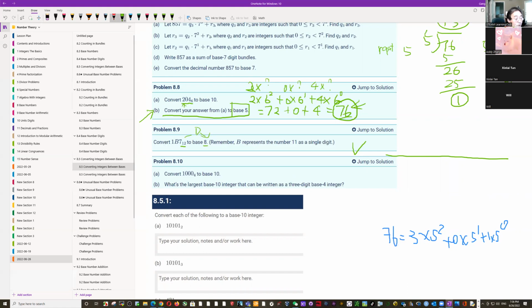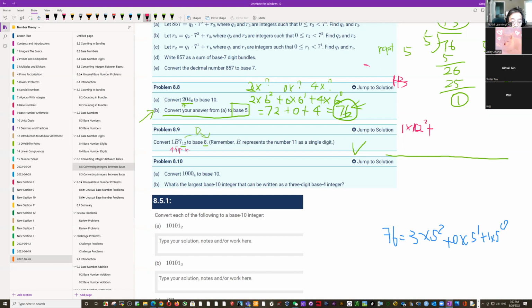This one is actually quite easy. This is the ones, this is the tens, this is the hundreds. The hundreds position is 1 multiplied by, because it's base 12, 12 squared. And then plus B. With B, usually you will be confused about how it works, so you try to do this problem by counting it up.